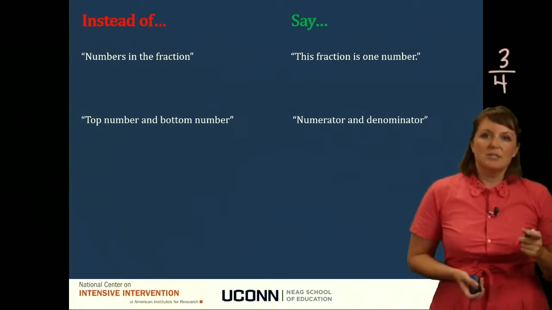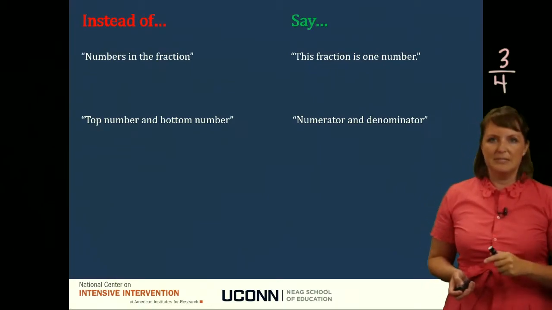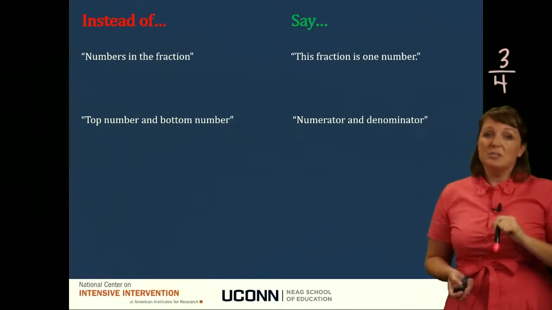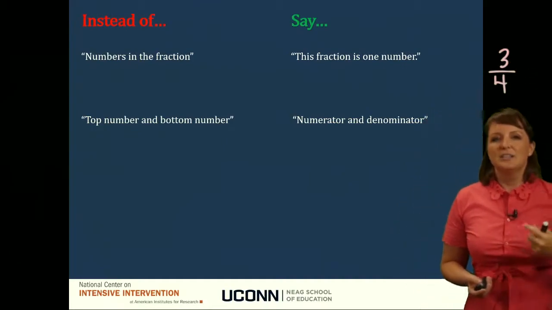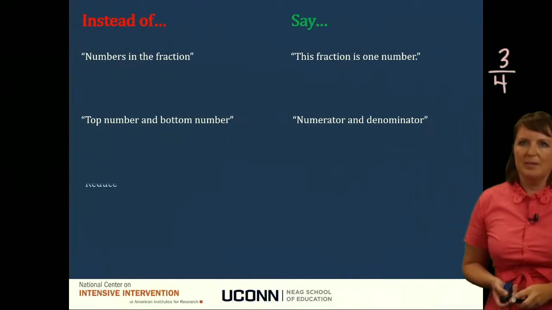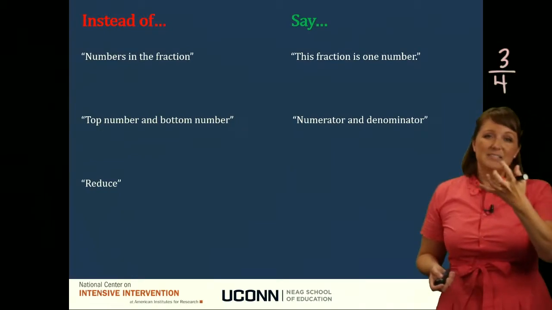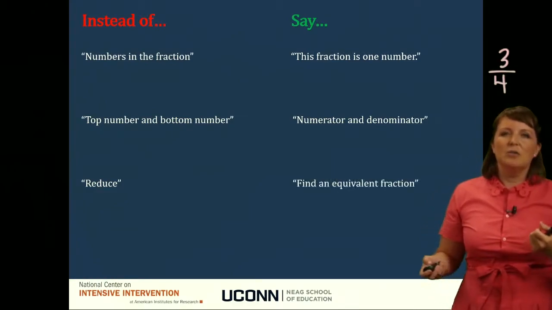First grade students can describe numerator and denominator if you use those vocabulary terms consistently. It is not a top number and a bottom number, and if we refer to those as such, that's why students think there are numbers in the fraction instead of the fraction is only one number. When we ask students to reduce fractions, that kind of has the idea that we are making fractions smaller. No, we are finding equivalent fractions.